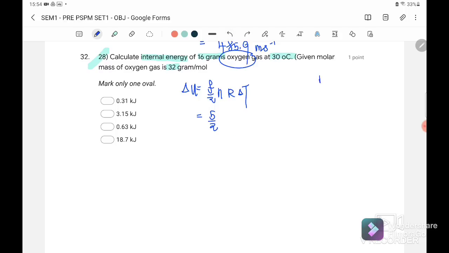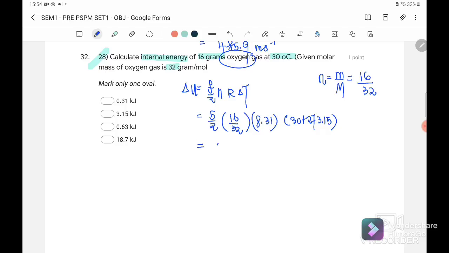So we can find the moles equal to mass per molar mass, where mass is 16 and molar mass is 32. We substitute into the equation 16 over 32, and the value for R is 8.31, and the temperature is 30 plus 273.15. So the internal energy is equal to 3.15 times 10 to the power of 3 joules. The answer is B.